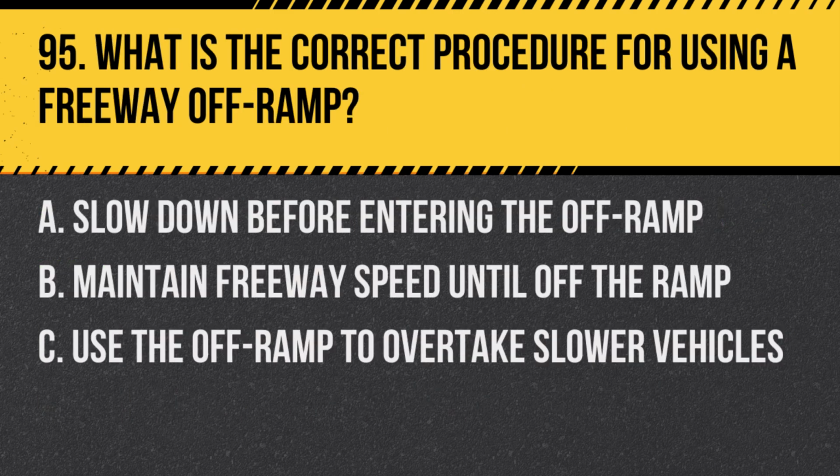Question 95. What is the correct procedure for using a freeway off-ramp? A. Slow down before entering the off-ramp. B. Maintain freeway speed until off the ramp. C. Use the off-ramp to overtake slower vehicles. Answer A. Slow down before entering the off-ramp. This ensures a safe transition from freeway speeds.